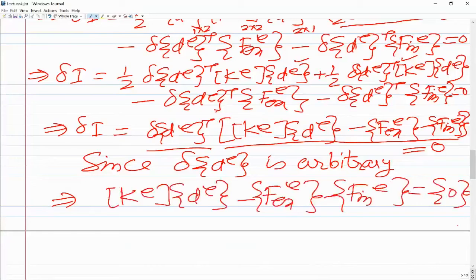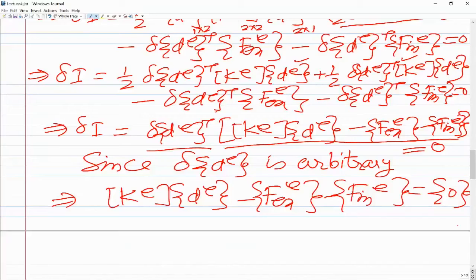If this is a null vector, then irrespective of what values of delta D we take, this product will always be zero. Sir, for this DE we have to verify the boundary condition, for how this D can be arbitrary.